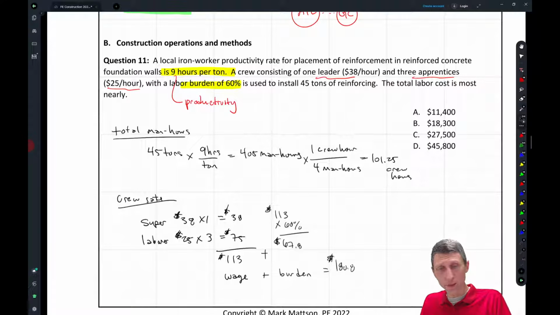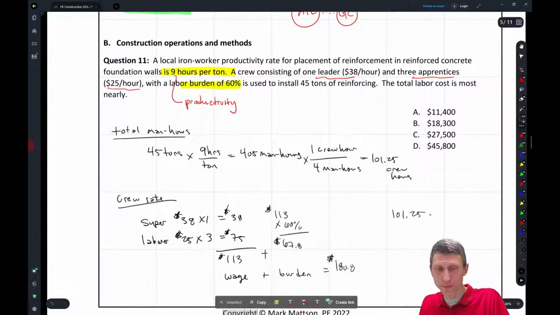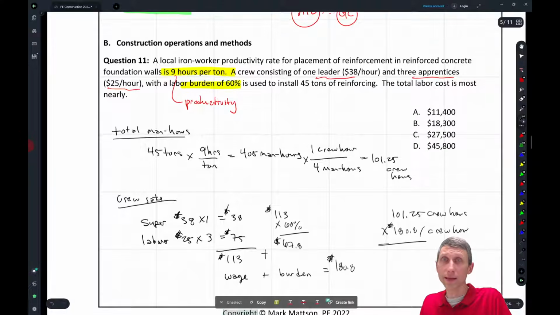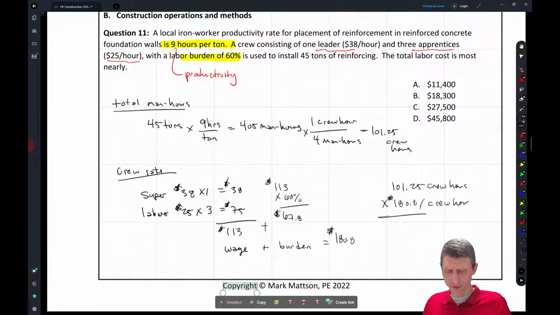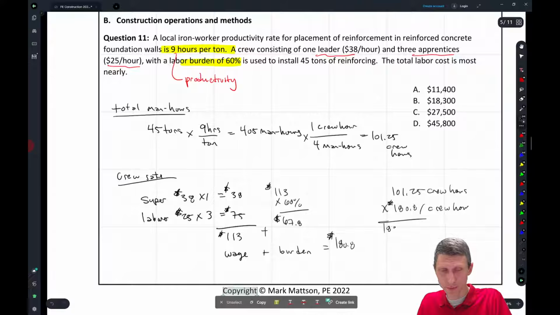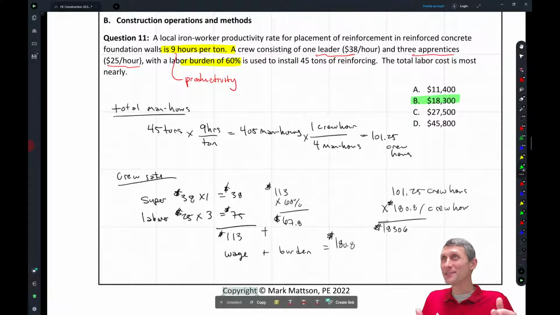So what do we end up with? We end up with 101.25 crew hours times $180.8 per crew hour, and I think that gets us a total of about 18,000. So I got like $18,306. Okay, so that's going to be our answer up here. All right, so let's keep going and see where we get to.